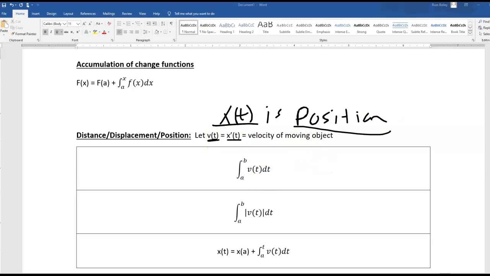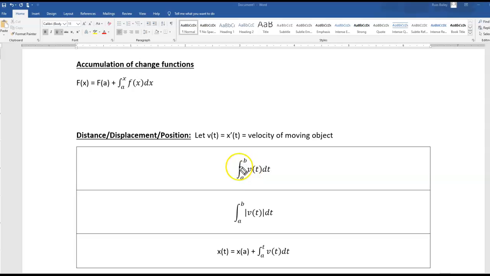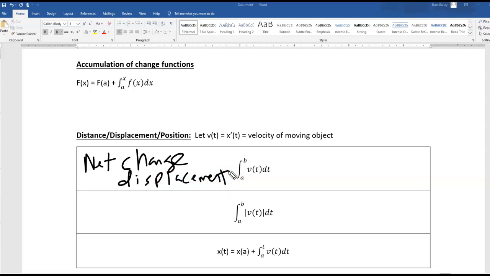Now, whenever you integrate the velocity, you get the net change, right? But when you're talking about moving objects, what we call the net change is displacement. And what displacement is, it tells you how far away you are from your starting place.